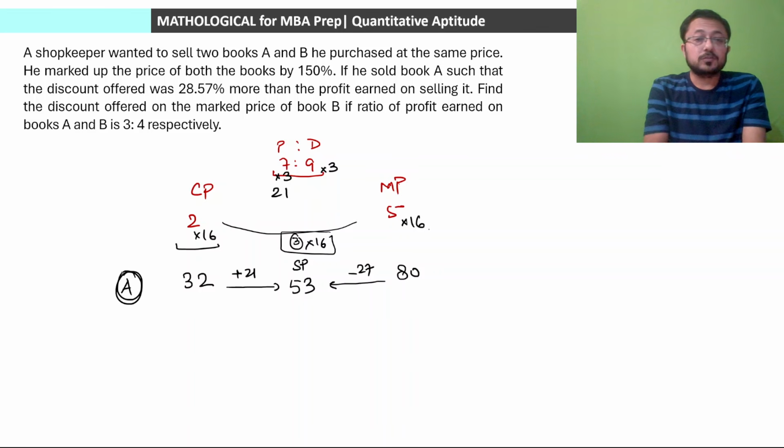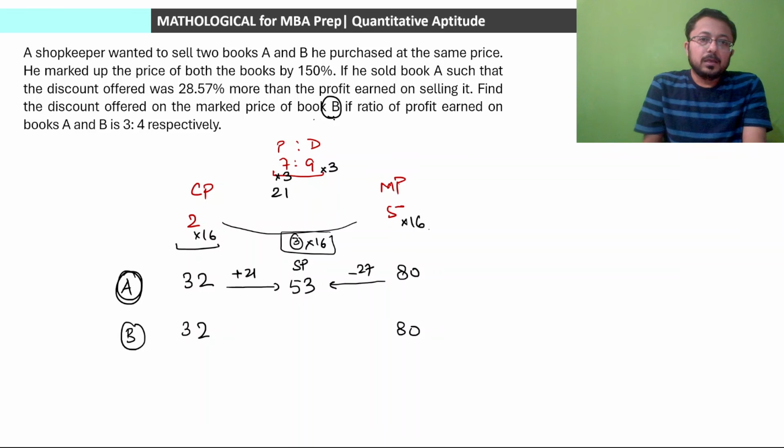Now the question is also saying to find the discount offered on the mark price of book B. Cost price of both is the same, so 32 is the cost price for book B as well. 80 is the mark price for book B as well, because they both have been marked up by the same value. Discount offered on the mark price of book B if the ratio of profit earned on book A and B is 3:4 respectively. Ratio of profit earned is 3:4.